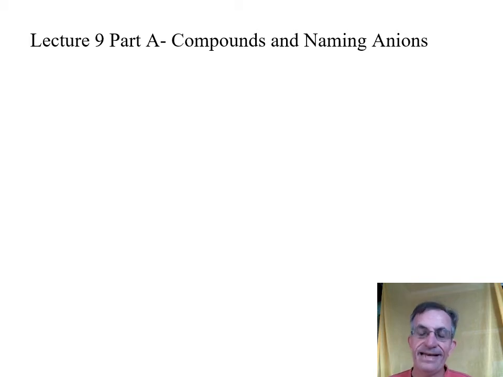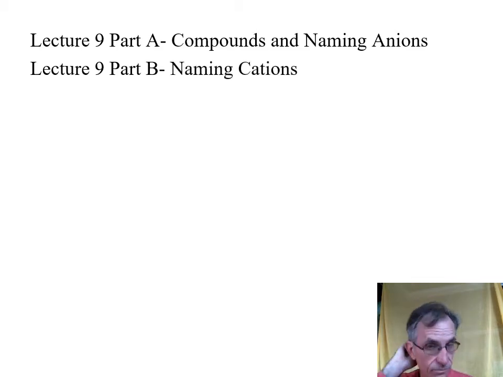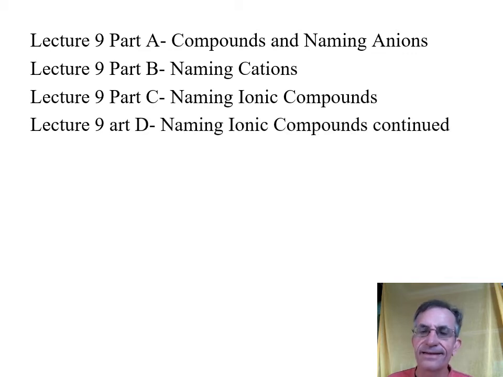All right, so we're on to lecture 9, and this is part B. So in part A, we learned how to name anions. Anions, those are negative ions. They come from nonmetals. Nonmetals form anions. Now, in today's lecture, we're going to learn about naming cations. Cations, those are positive ions, and we'll talk about those in this lecture. And then eventually, we're going to talk about naming ionic compounds in this lecture.